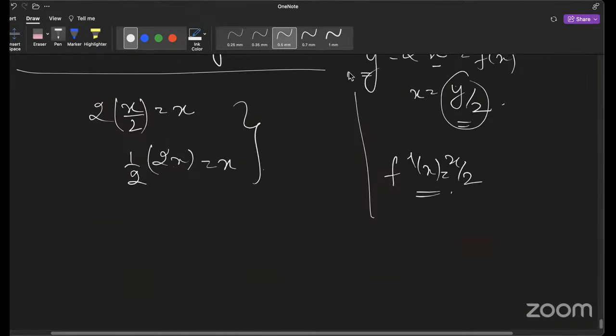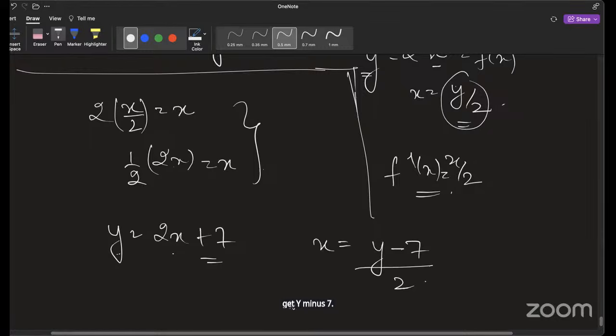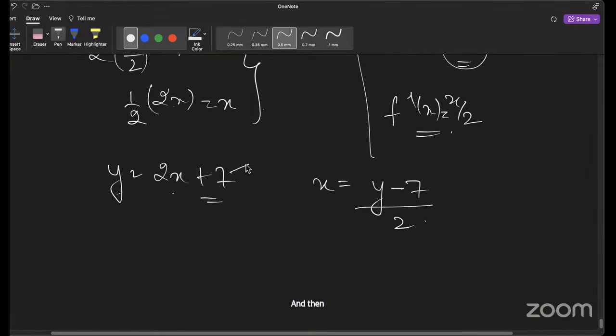Let's take one more example. Let's take y equals 2x plus 7. Right now you have y in terms of x, so write x in terms of y. You get x equals (y minus 7) by 2. And then your inverse, if this is f, then f inverse of x is (x minus 7) by 2.